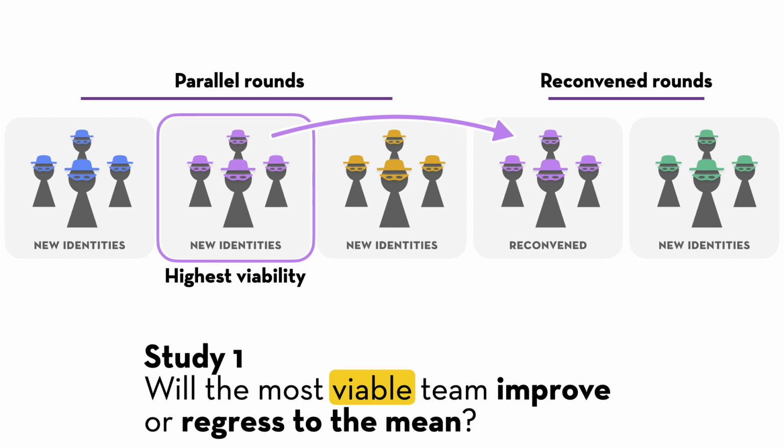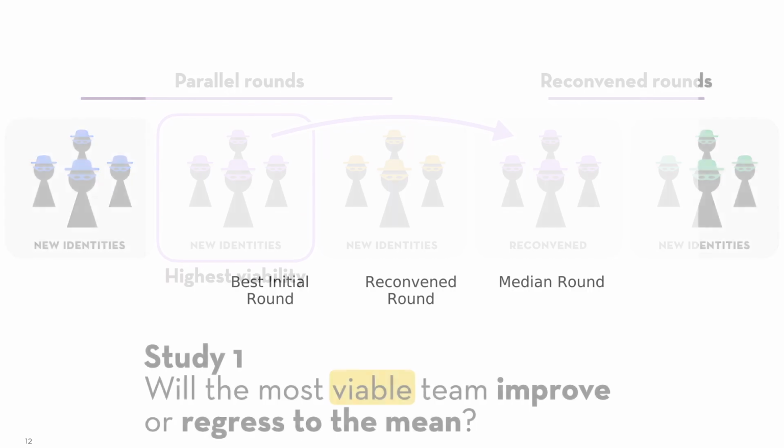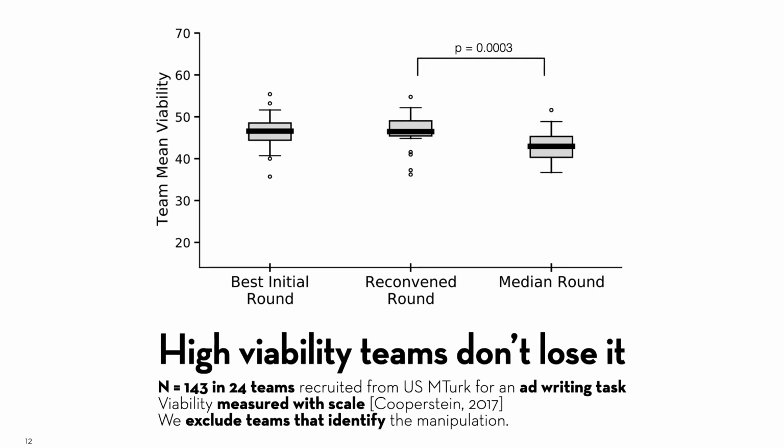And just to be clear, in all these rounds, we're measuring team viability in a survey after the round completes. So I'm going to talk about the best initial round, the reconvened round, and then the median of the other rounds being conducted. And as I said, I'm going to be showing this against team viability. And we find that the high viability teams don't lose out that viability when reconvened. And they're distinct from the median round. They're distinctly better, that is. Just to be clear, this is with MTurk participants in 24 teams, and they're performing an ad writing task. We've also excluded any teams that identified the manipulation that we're doing.